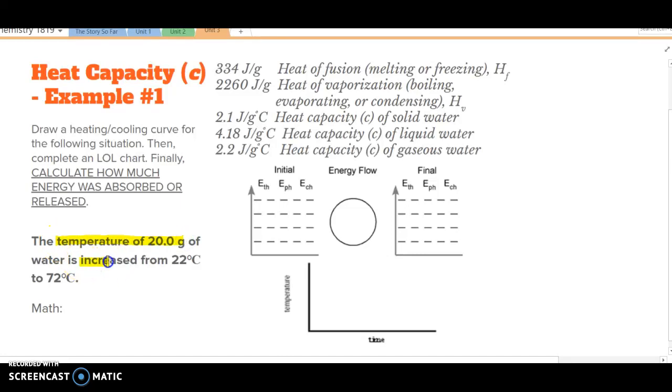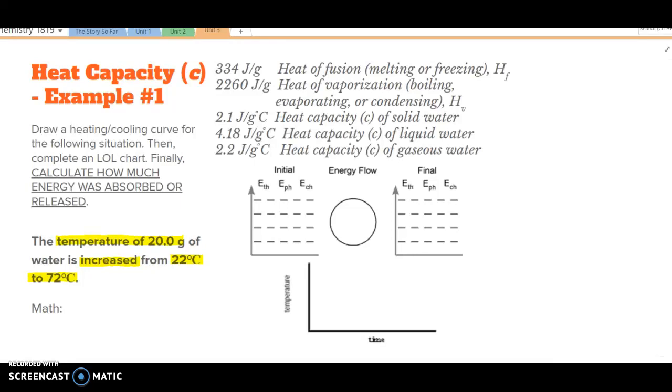So when we read the question, it tells us that the temperature of 20 grams of water is increased. So the temperature is changing from 22 degrees Celsius to 72 degrees Celsius. If we're observing a change in temperature, that must mean we're also observing a change in thermal energy.